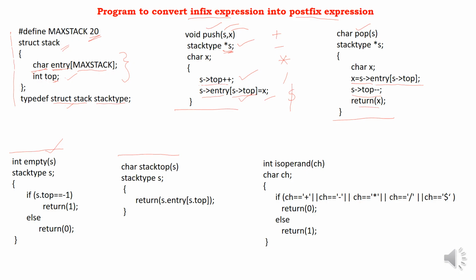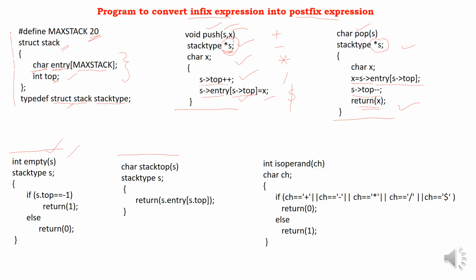Entry and top are members of stack. If you apply pop, the stack will be modified. Before, if the stack contains 4 characters, after applying pop, the stack contains 3 elements only. So during push and during pop, the stack is getting modified. So the stack parameter is taken as a reference parameter, that is a pointer. If you use a reference parameter, the content will get changed. So in pop, entry of top is assigned to x, top is reduced by 1, and the element is returned. Pop reduces the top value and the topmost character is returned. That may be used for some other purpose, right?